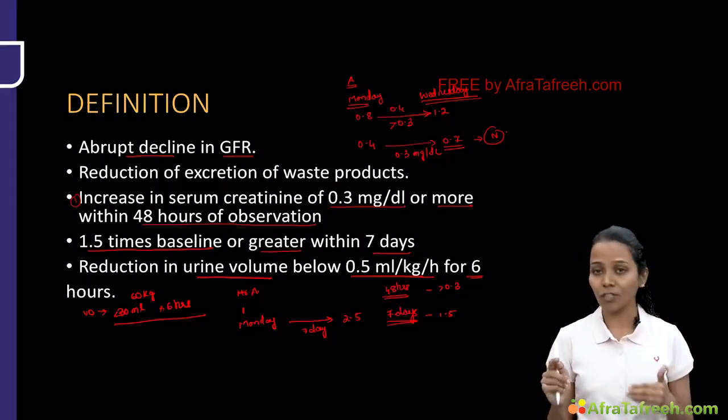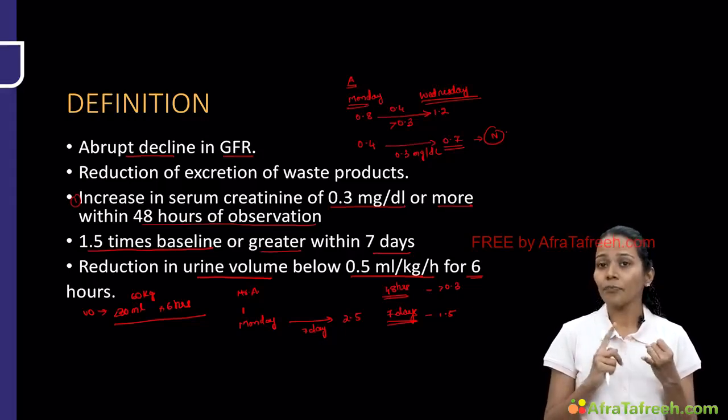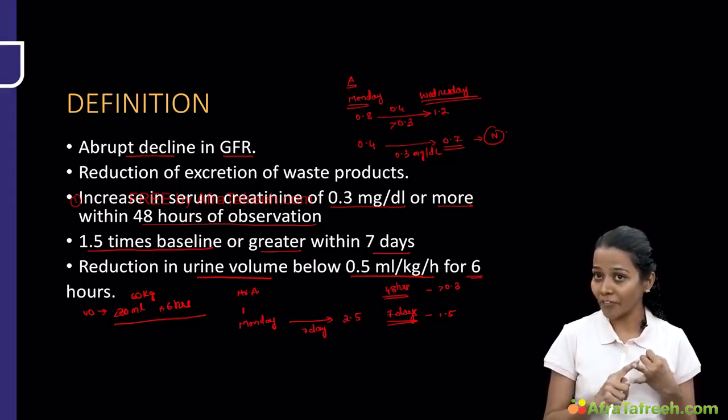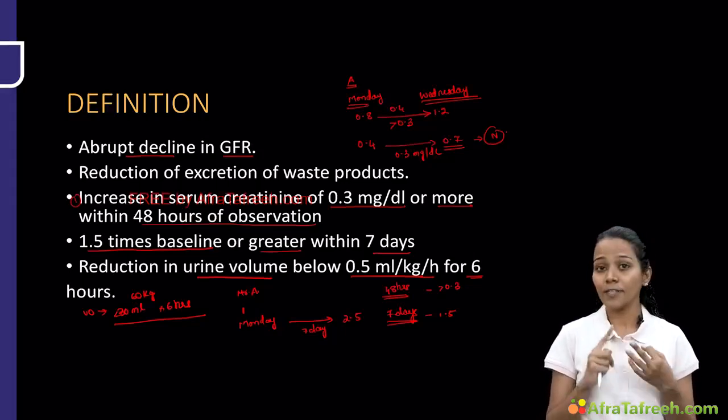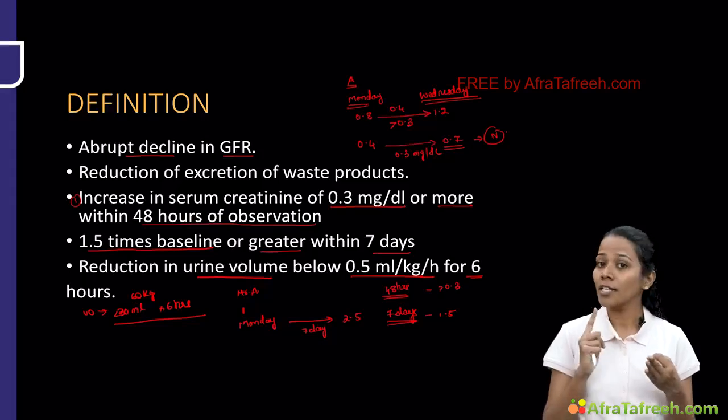So I hope you understood the various definitions of acute kidney injury. One is in 48 hours, if creatinine is elevated more than 0.3. Next is in 7 days, an increase of more than 1.5 times the baseline. Next is if urine output is less than 0.5 ml per kg per hour for 6 hours.